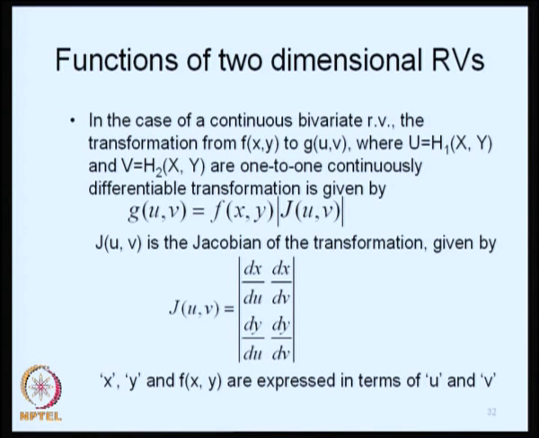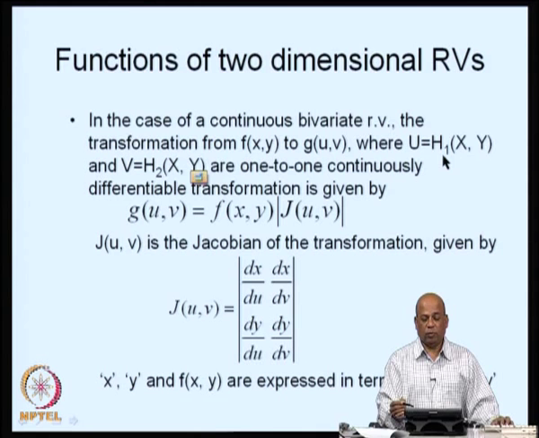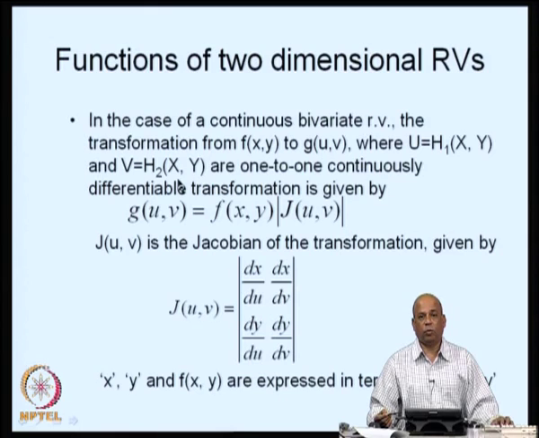Okay, the same concept we extend to functions of 2-dimensional random variables. So, in the case of a continuous bivariate random variable, we have the joint density f of x y, and we are interested in getting the joint density g of u comma v, where u is a continuous 1-to-1 function h 1 of x comma y, and v is another continuous 1-to-1 function h 2 of x comma y. So, u and v are both functions of x and y.